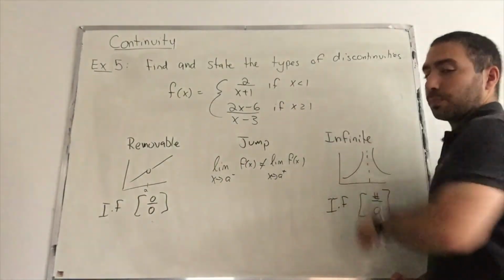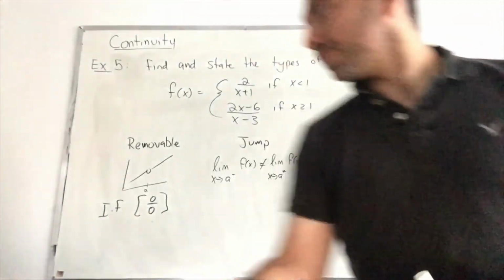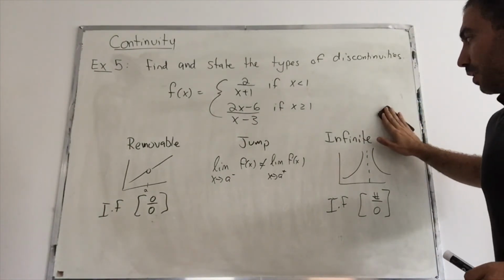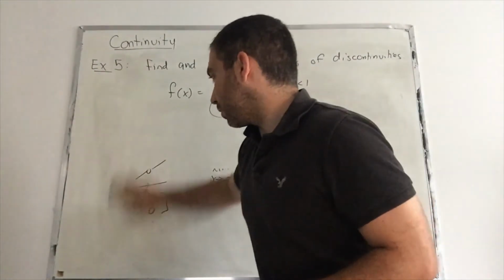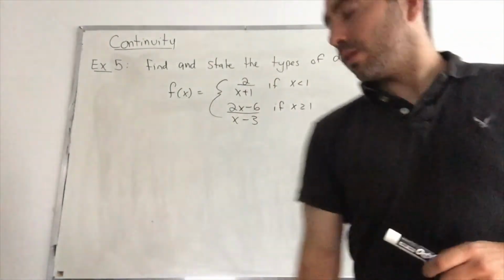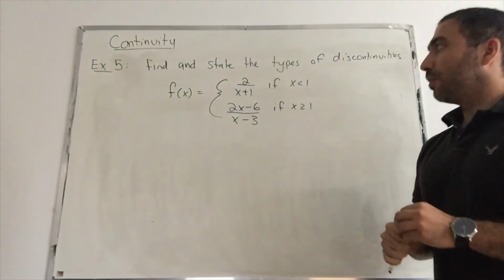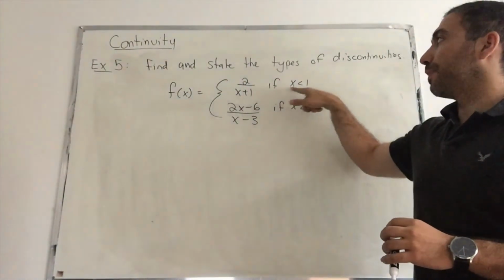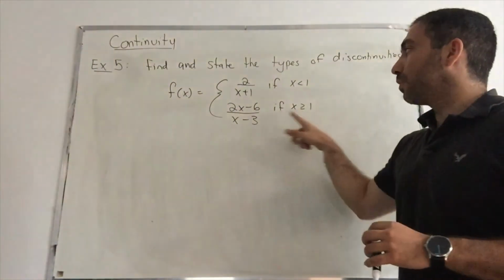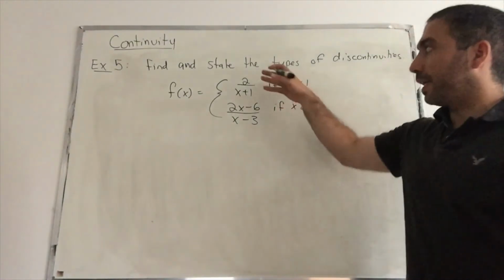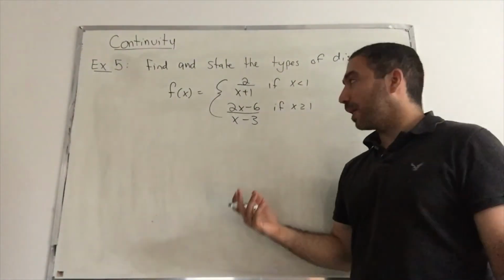Let's go ahead and solve this problem here. I'm going to erase this. So let's erase, and let's go ahead and solve. So again, over here, keep in mind we have a piecewise function, 2 over x plus 1 if x is less than 1, and then if x is greater or equal to 1, we're using 2x minus 6 over x minus 3. Okay, so again, we have fractions, so what can't we have in a fraction?